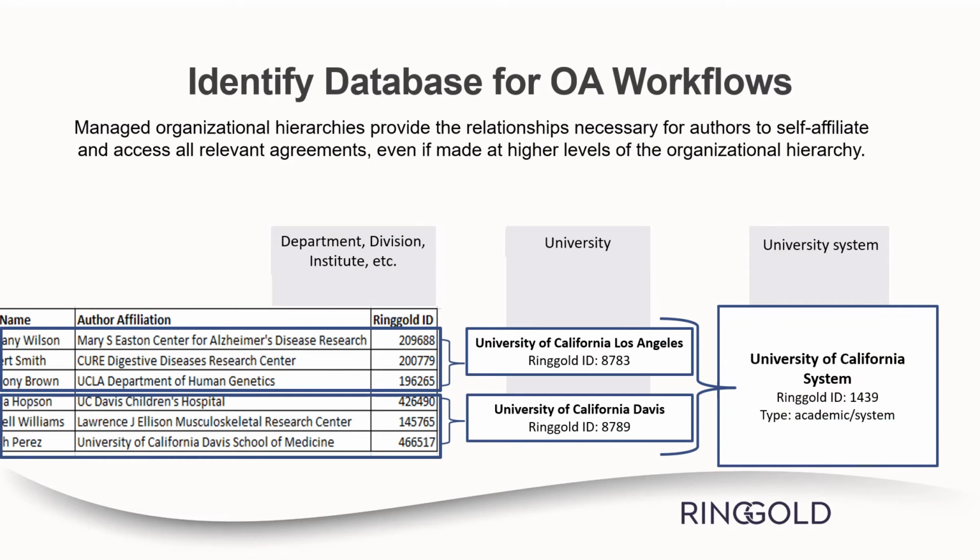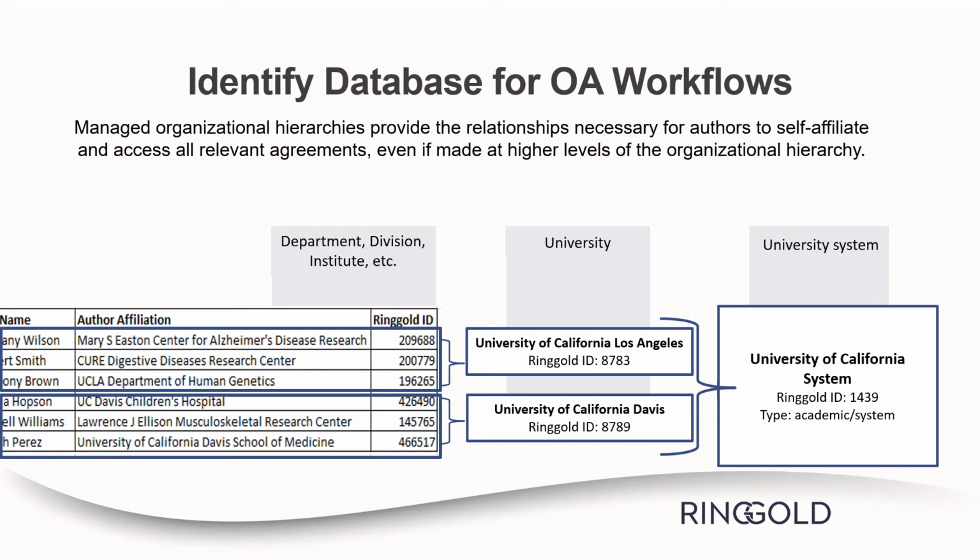Regardless of the type of open access model that you've adopted, knowing the relationships between the organizations that authors are affiliated with and organizations that you've done deals with or who are part of consortia that you've done deals with is really key. So as you can see here on the screen, we have some author affiliations coming from parts of UCLA and UC Davis.